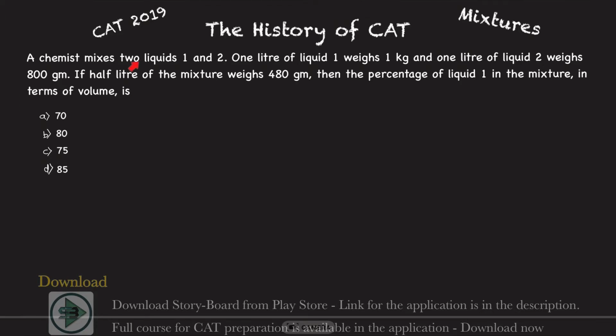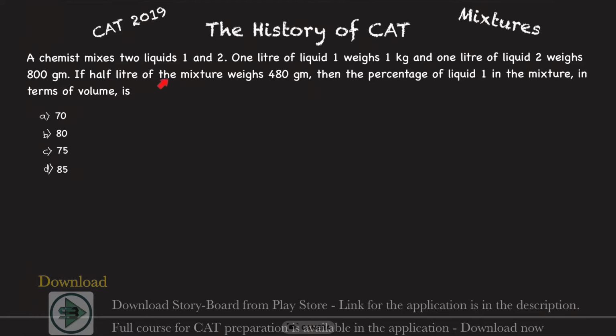A chemist mixes two liquids, liquid 1 and liquid 2. 1 liter of liquid 1 weighs 1 kg. Okay, so I am comparing the volume with the weight. So 1 liter of liquid 1 weighs 1 kg, which means 1000 milliliter is equal to 1000 gram. And 1 liter of liquid 2 weighs 800 grams. So again comparing volume with weight.